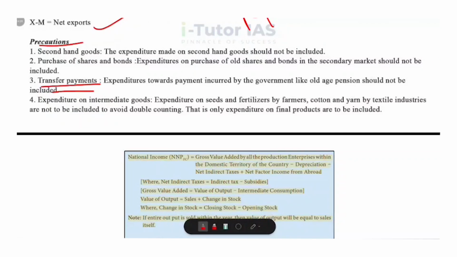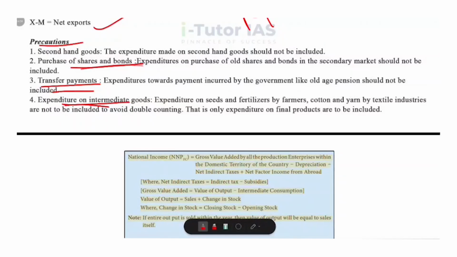We will not count intermediate goods too. Only final goods and services are included. For example, farmers' seeds or fertilizers, yarn used to make clothes, they are all inputs, not final products. So including them would double count the same value. So we will exclude the expenditure on intermediate goods.